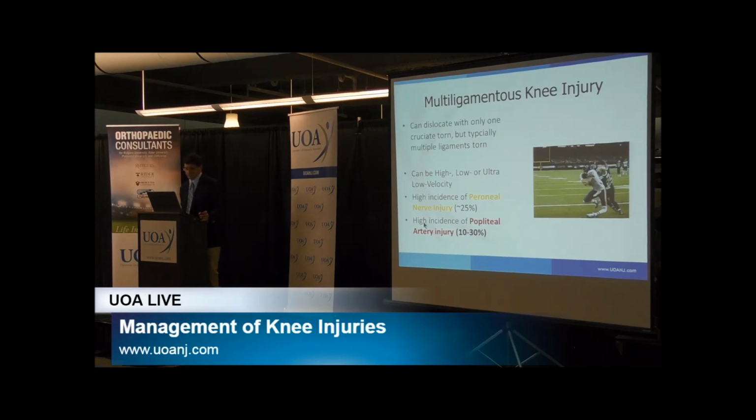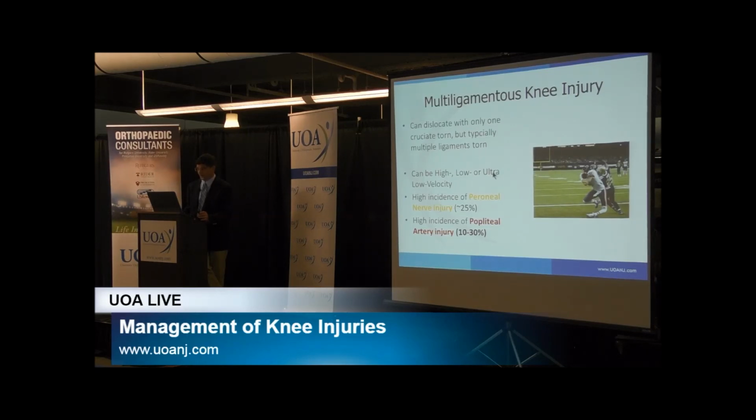Real quick, I know my time is up. Multiligamentous knee injury. Don't want to talk about ligament injuries without talking about knee dislocations. Yes, you can have one torn and still dislocate, but more likely you've torn multiple ligaments. They can be high, low, or ultra low velocity. So ultra low velocity would be an obese patient who slips off a curb and dislocates their knee. Doesn't seem possible, but unfortunately we see it frequently, and that's a devastating injury that shouldn't be minimized.